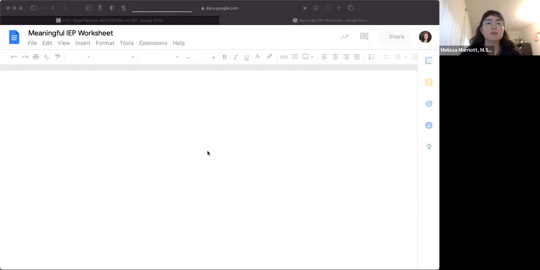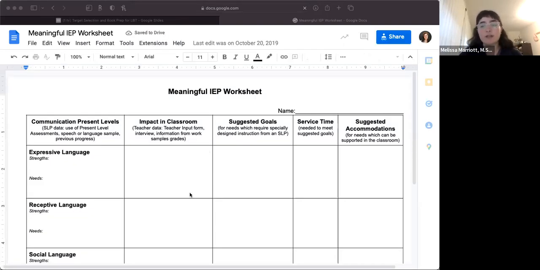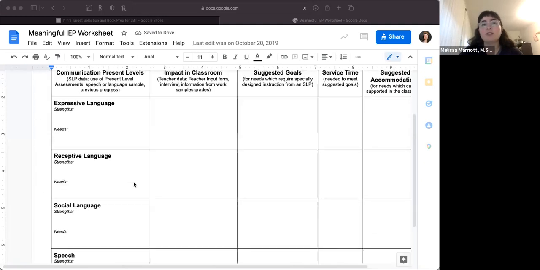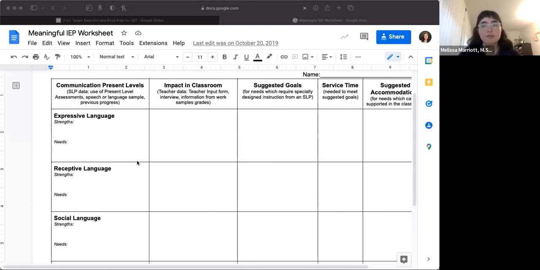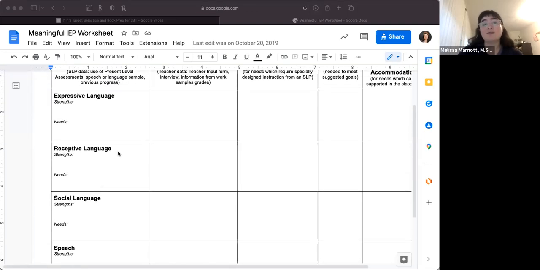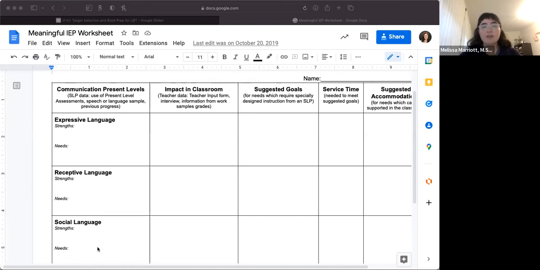As I mentioned before, all of this is linked for you, so you will have access to it. This is the blank version. There's also an example version filled out. Basically, I take all of the information that I have from my assessment. I might divide this out into expressive, receptive, social, and speech, for example. For an AAC user, I could also divide it out into linguistic, operational, social, and strategic, right? Those four domains.